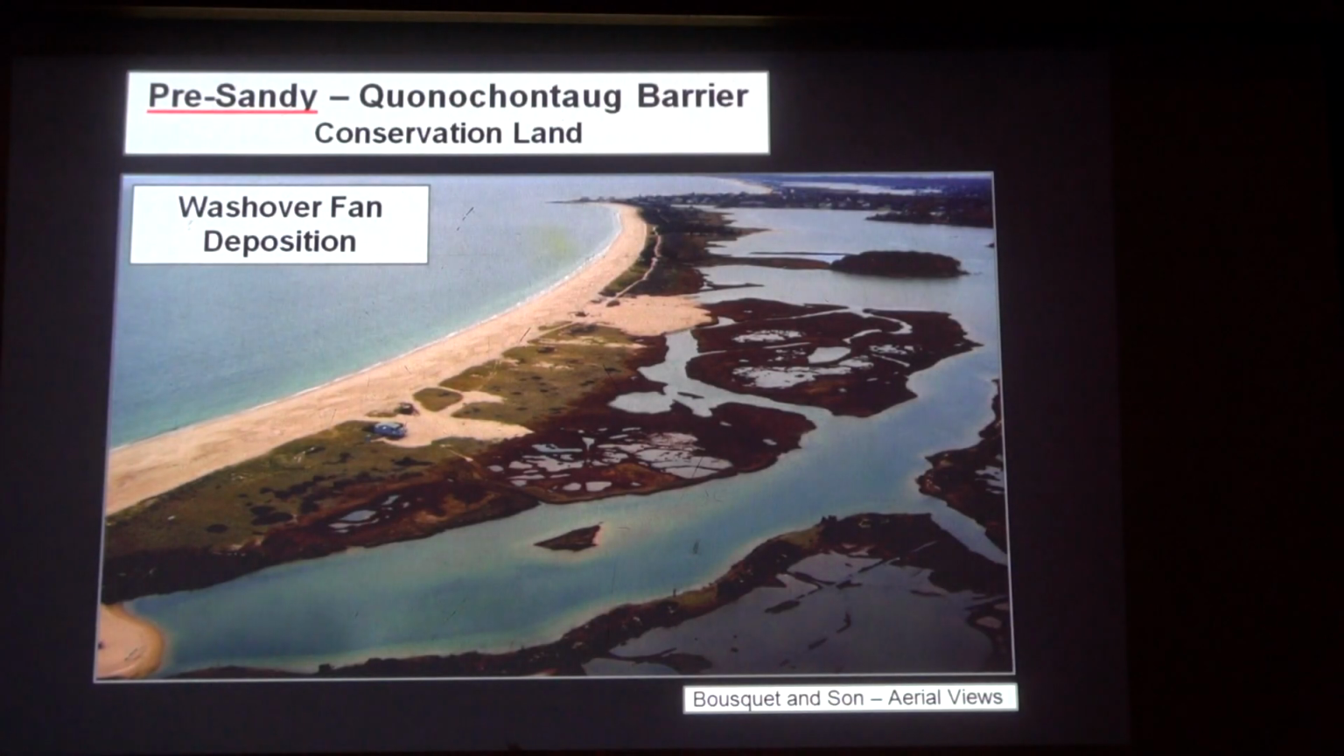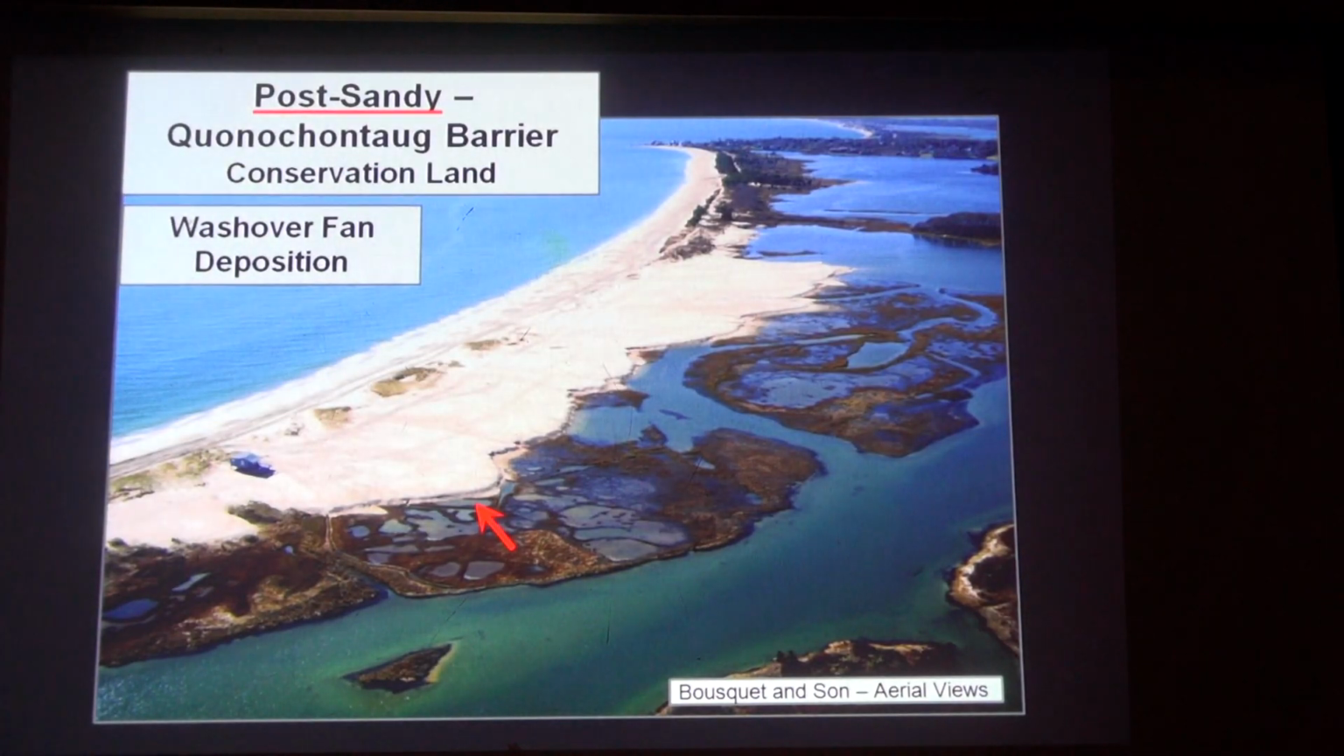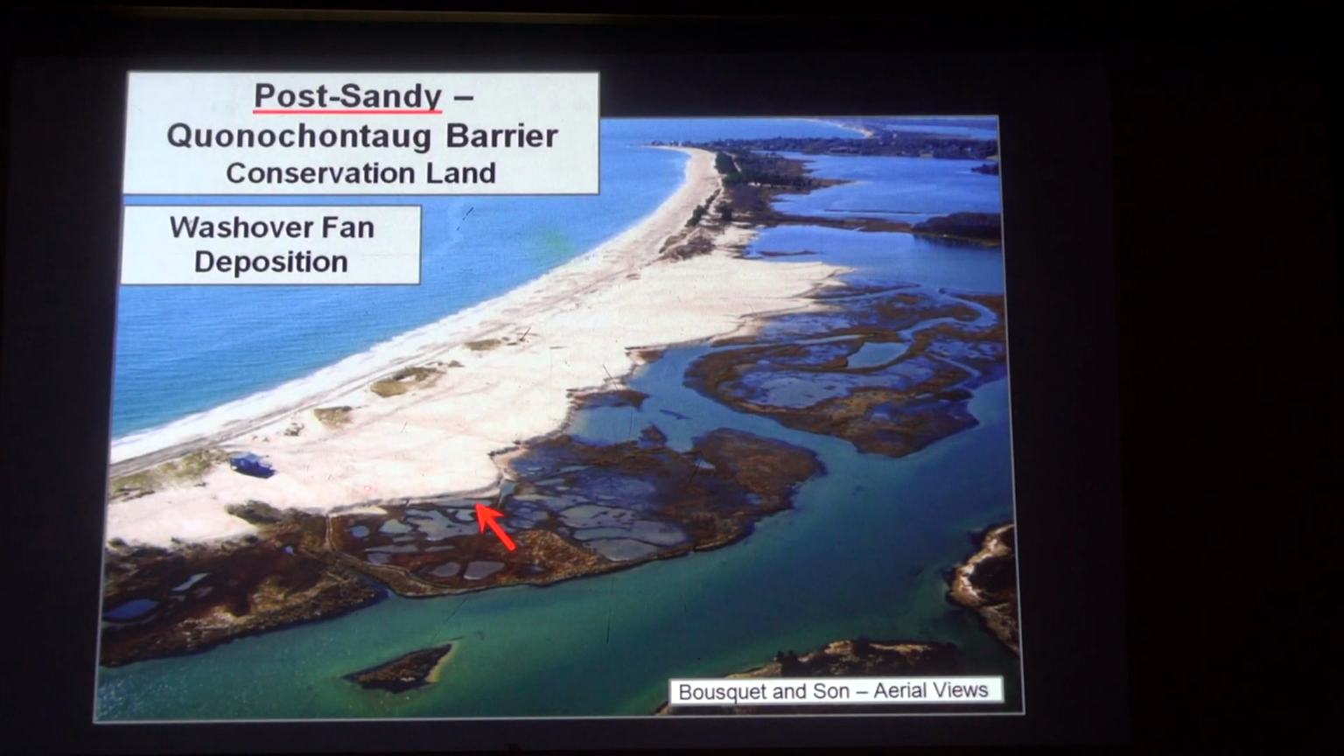Okay, now, in some places, though, it's really pretty to a geologist. This is pre-Sandy, Quonochontaug barrier, conservation land, washover fan deposition of the little one here, and another little guy over here. And this is taken by Nate Bosquet's drone. Can't call it a drone yet, but that's what it is. But this is before. And that's after. And there is a washover fan.